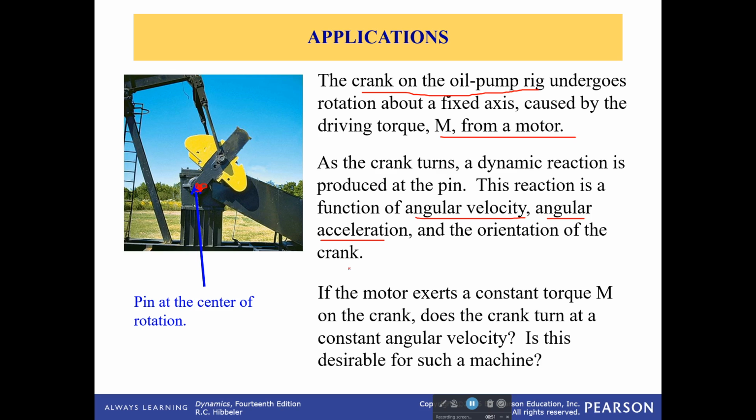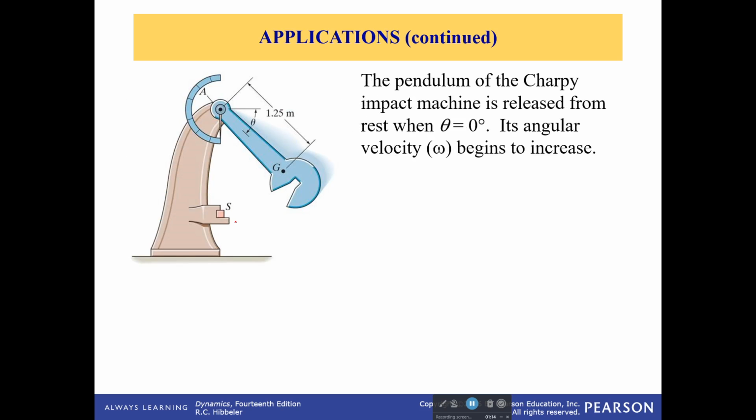Now, if that motor exerts a constant torque M on the crank, does the crank turn at a constant angular velocity? And would that be desirable for such a machine? Well, if it's an oil pump rig, you probably don't want it accelerating over and over again until it's going super, super fast. Maybe that's pumping oil quickly, but I'm more likely to think that you're wasting oil. So let's avoid that.